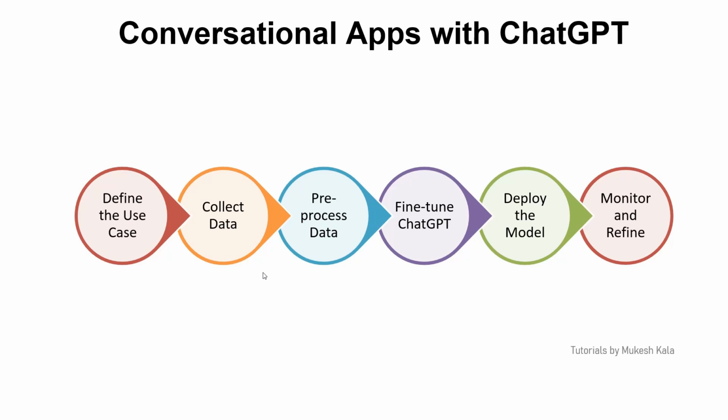This involves identifying the purpose of the application, the target audience, and what type of questions or conversations users are likely to have. Once you have defined the use case, the next step would be to collect the data, where you need to train ChatGPT. This can include existing chat logs, customer support tickets, or any other conversational data. Once you have collected the data, before fine tuning ChatGPT, the third step would be to pre-process the data. The collected data needs to be pre-processed to ensure that it is in a format that can be used to train ChatGPT. This can involve cleaning the data, removing duplicates, and converting it into a format that can be used in ChatGPT.